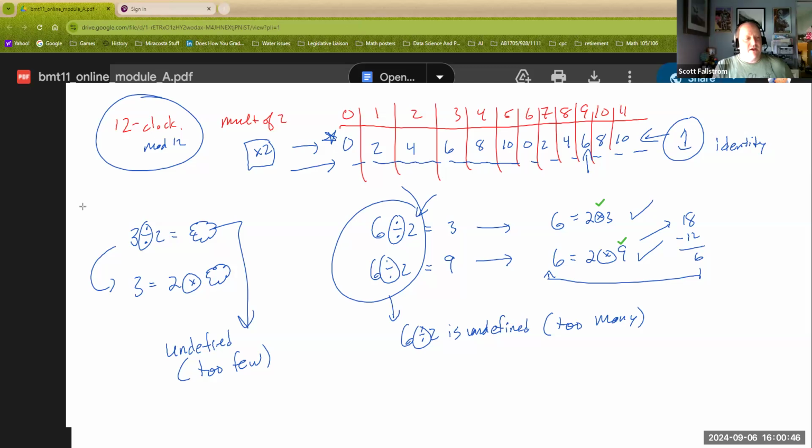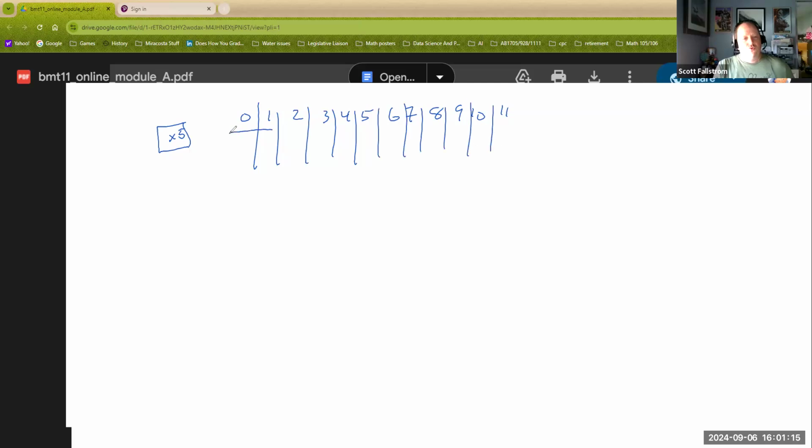Okay, so let's go back and try this now with a different number. So I can't divide by 2 in a 12 clock. Nope, can't do it. It's not a unique answer. Sorry. But let's say I want to do multiples of 5. It's a 12 clock still. So I put all these options down. All right, 0 times 5 is 0. 1 times 5 is 5. 2 times 5, oops.